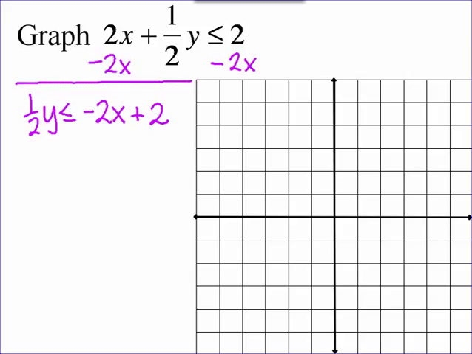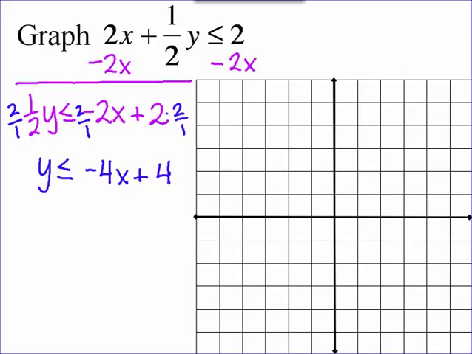What do you do now? Divide by 1/2 or multiply by 2/1, which is what you said. Now the big thing you need to remember is that you're going to multiply everything, all three terms, by 2/1. So on the left side, what are you left with? y is less than or equal to, what is 2 times negative 2x? Negative 4x plus 4.